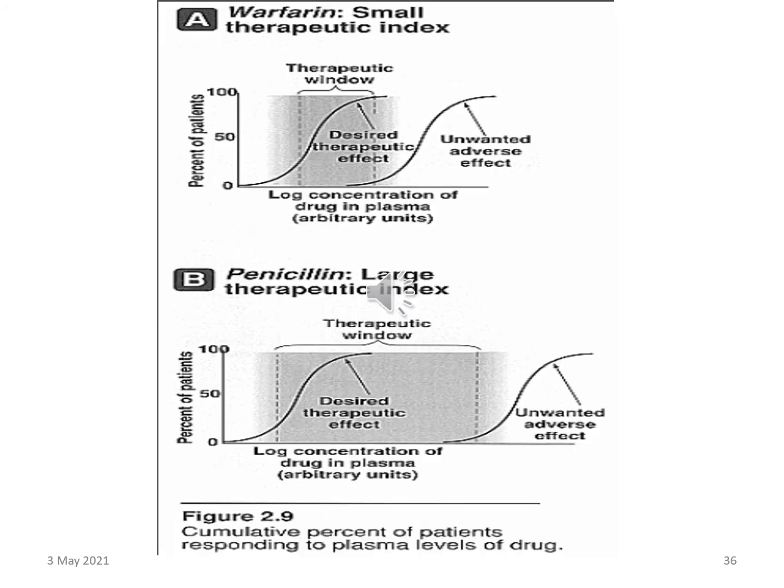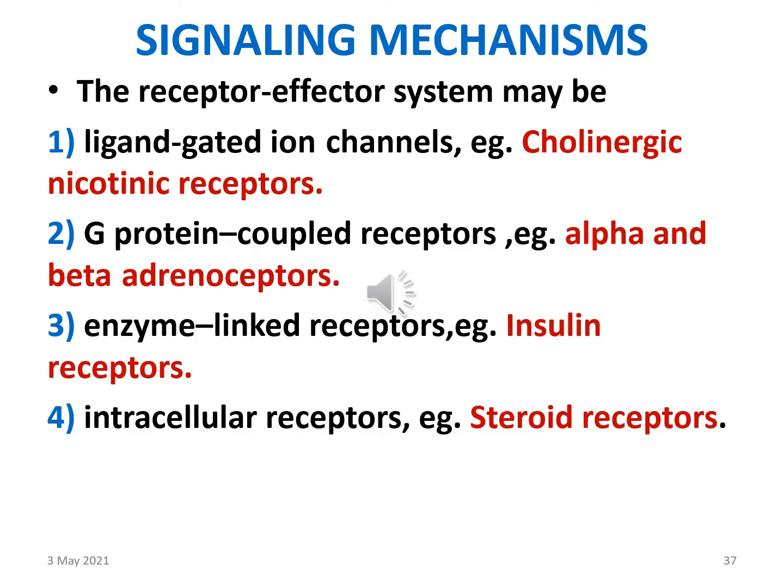Well, this figure shows warfarin with a small therapeutic index, you can see here, in comparison to penicillin, which has a large therapeutic index. Now, signaling mechanism, the receptor effector system may be ligand-gated ion channels. That means the drug binds to a ligand with a gate, such as cholinergic nicotinic receptor. We have G protein coupled receptor مثل يعني الالفا and beta adrenoreceptors, enzyme linked receptors مثل الانسولين receptor, وعندنا intracellular receptor اللي هو الستيرويد receptor.